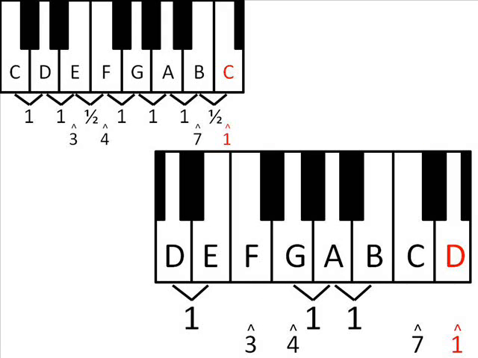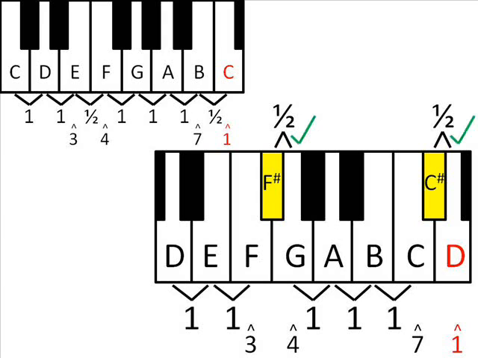The first thing we're going to need to do is raise the F to an F sharp like we did previously, in order to make the interval between scale step 3 and scale step 4 a half step. Scale step 7 and 1 are also a whole step apart when they need to be a half step apart, so we are going to raise the C to a C sharp, making this interval a half step. Now we have the D major scale by raising the F and C to F sharp and C sharp.